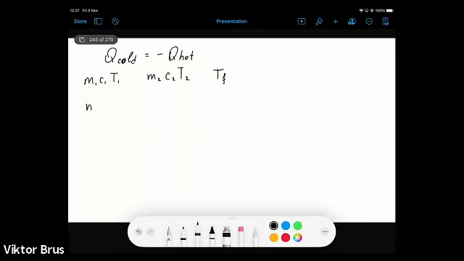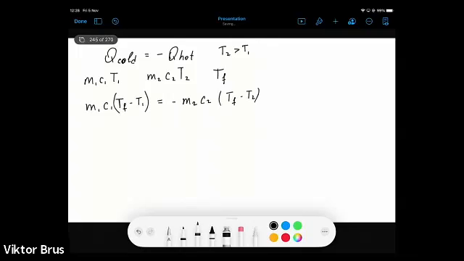We can write that M1, C1, and, sorry, not T1, we should take into account the final temperature. So it will be T final minus T1. That shows how much heat was transferred to or from the first body. And that should be equal to, let's assume that T2 is larger than T1, then system 1 will be heating up and system 2 will be cooling down, M2 times C2, and here will be T final minus T2.